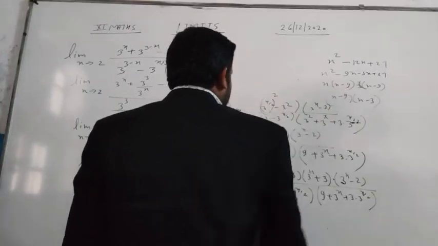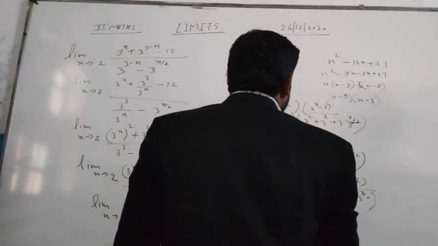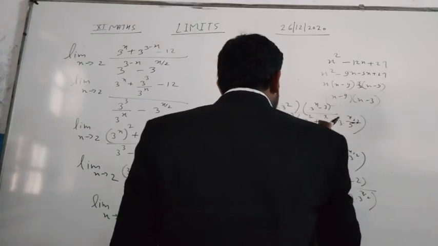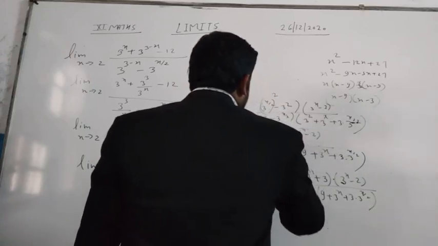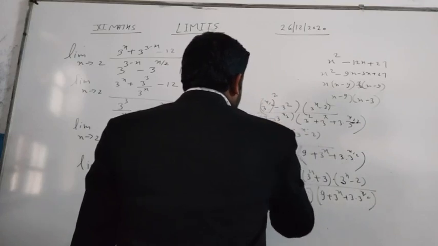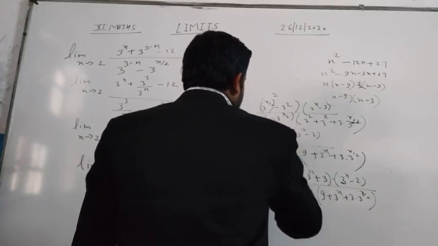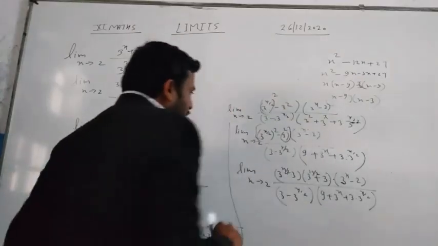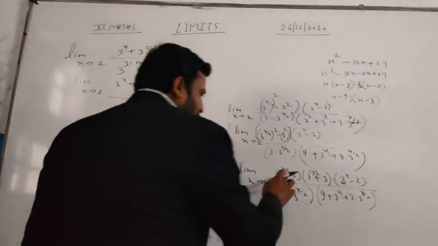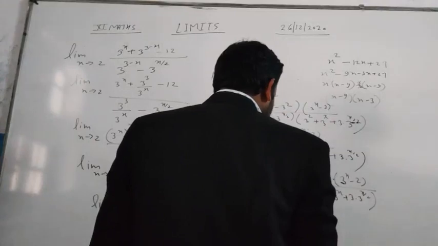This is a whole square, so we write a minus b. This is x by 2 whole square. We write 3 to the power x by 2 whole square minus 3 square. Okay, so this is x by 2 and this is x by 2. Here we are writing a negative sign, and this term will be cancelled from the denominator. Okay, student.